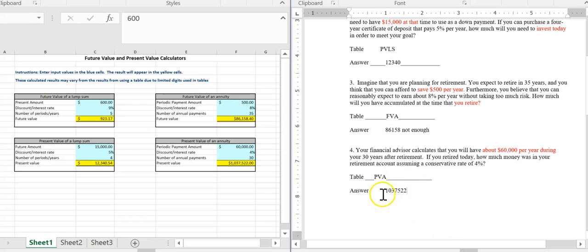$1,037,522. On the day I retired, I had $1 million. And because of that, I could take out $60,000 each year for 30 years to help fund my retirement. That is how that works.